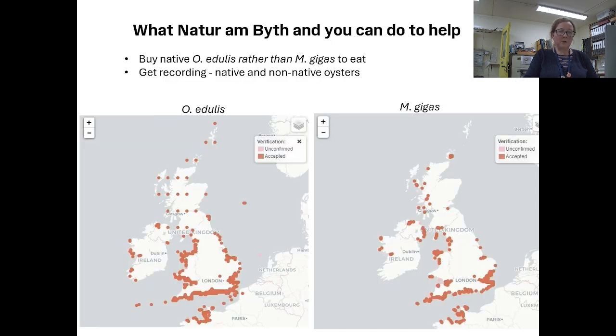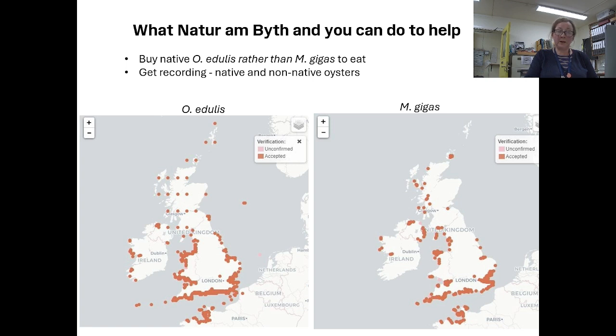Sadly, we can't do a lot about global climate change, but you can make some changes to your lifestyle to offset things like your carbon footprint. Also, food choices we make have an impact. Cheap and fast is not always the ethical way to go. So if you eat oysters, buy local and buy native.